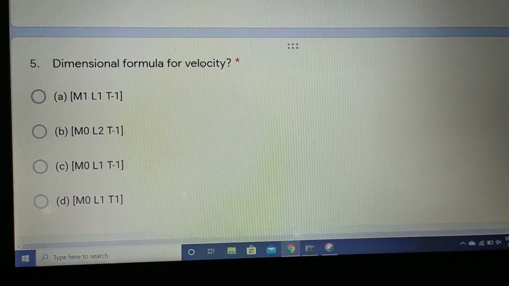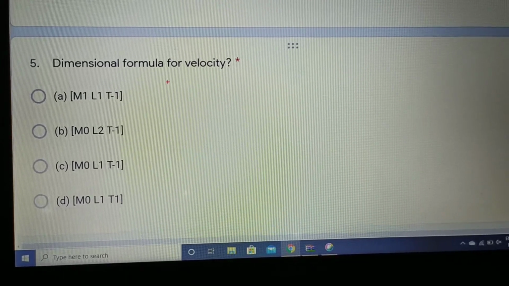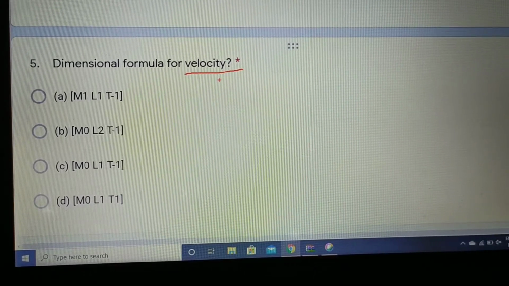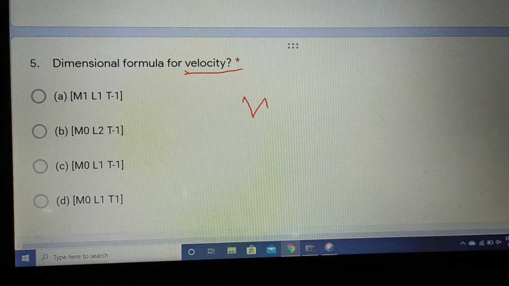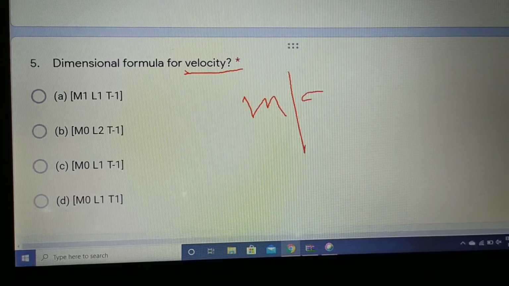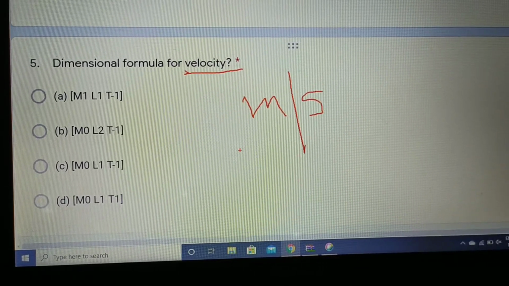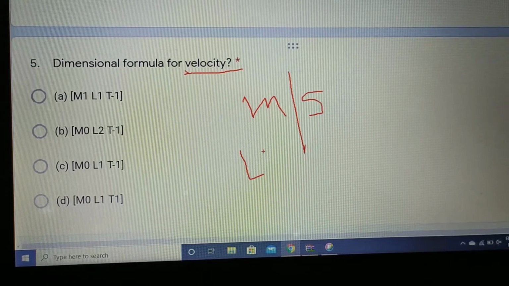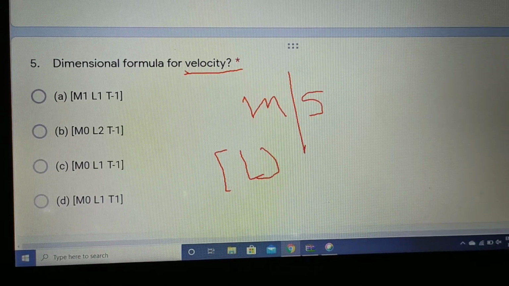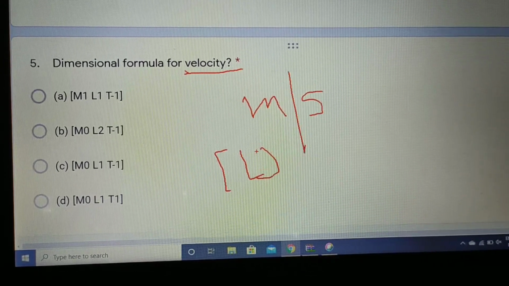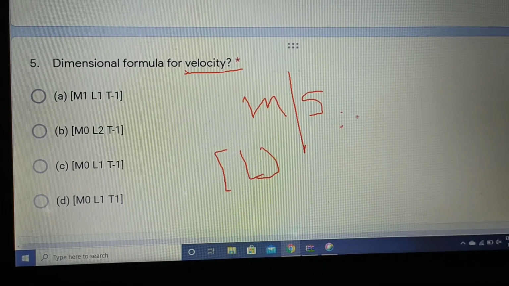The next question says we have to find the dimensional formula for velocity. First of all, let us see what the SI unit of velocity is. It is measured in meter per second. We already know the dimensional formula for meter: we write it as L in square brackets. For per time, we need time inverse, so we can write meter per second as meter second inverse.